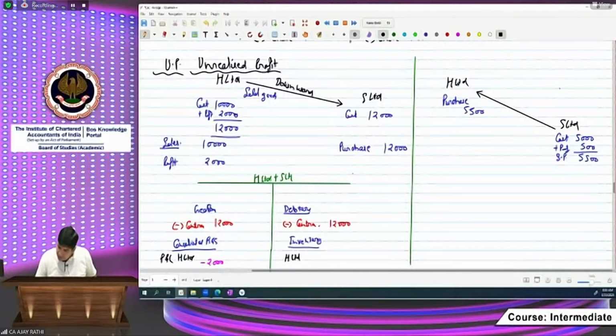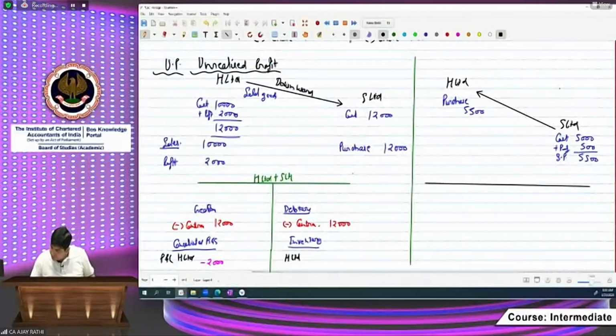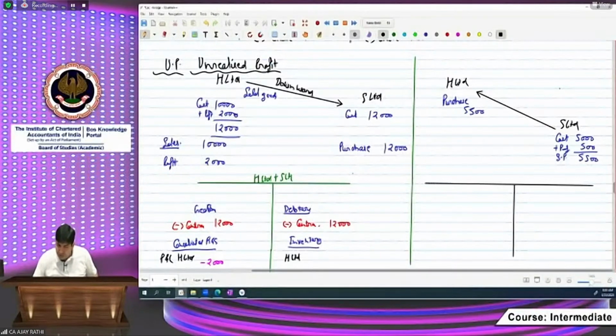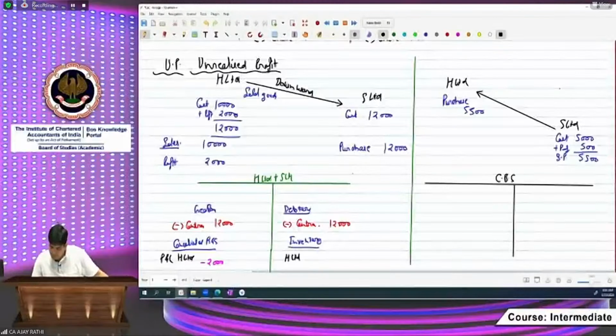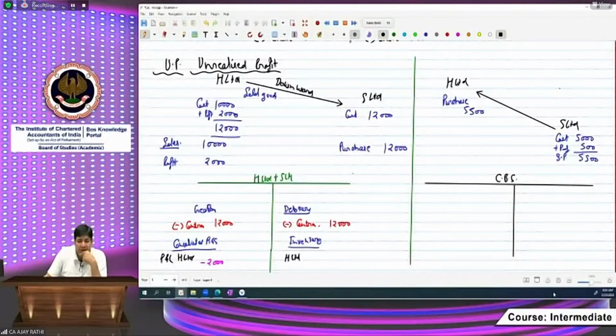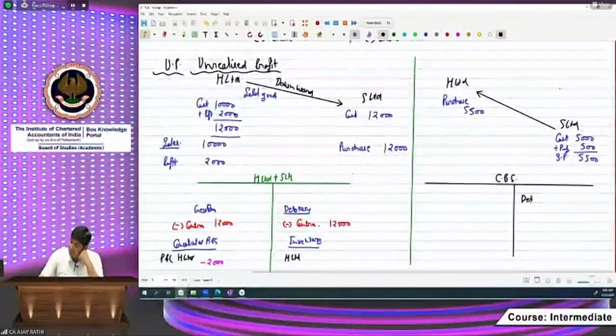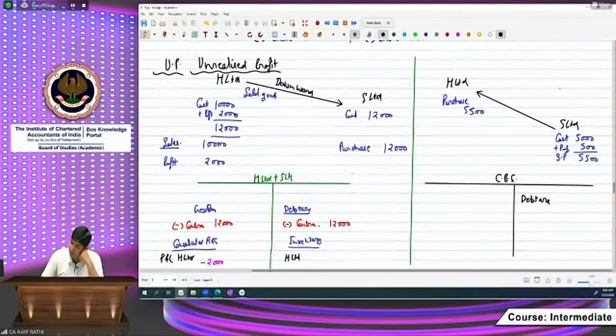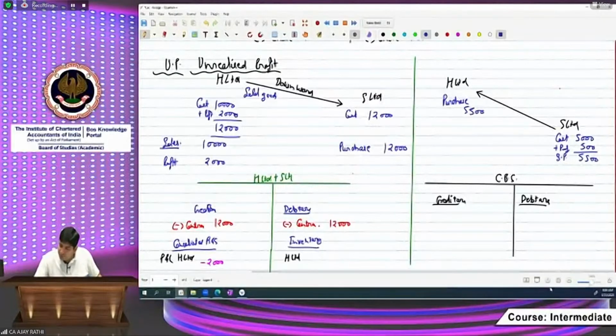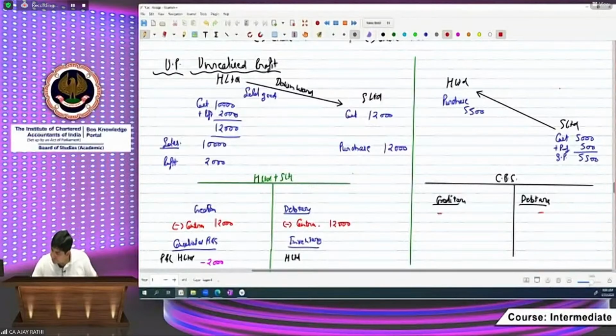So can I say, while we will be consolidating the financial statement, CBS. First, we have to consider this contra in the debtors and creditors. From there, we need to reduce this contra. That is how much? Of course, 5,500.